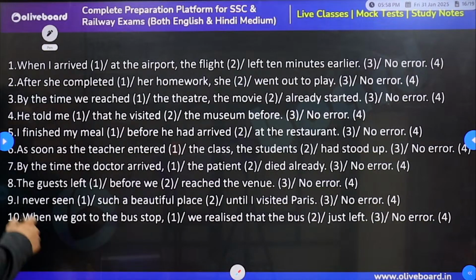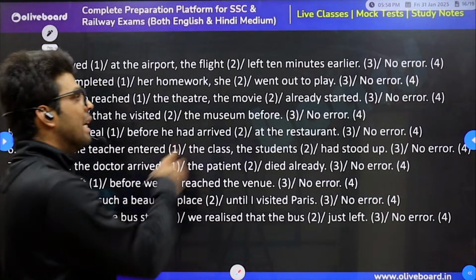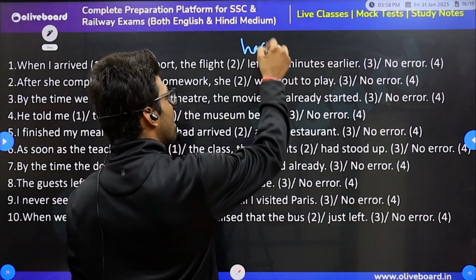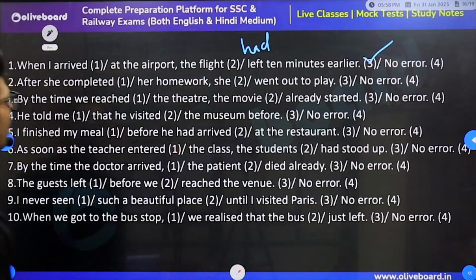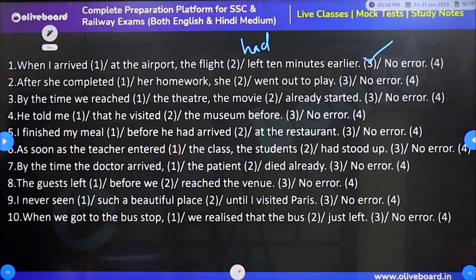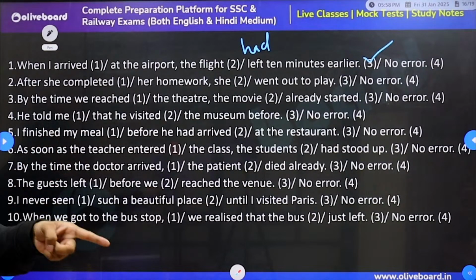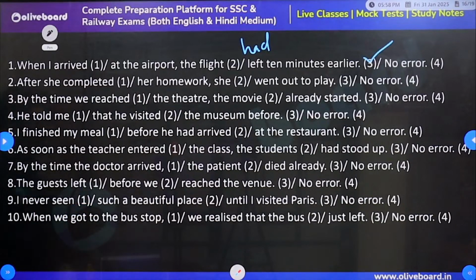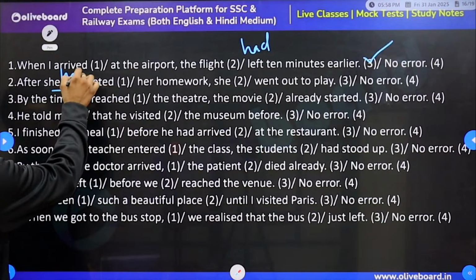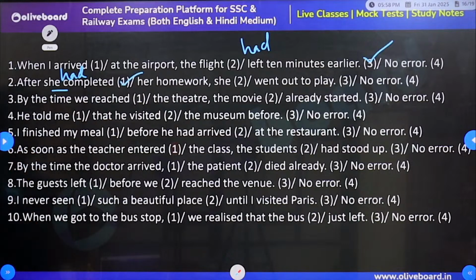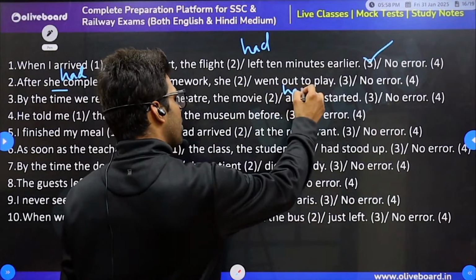So when I arrived, the flight earlier had left. After she had completed, I was allowed to go out and play. By the time we reached the theater, the movie had already started.